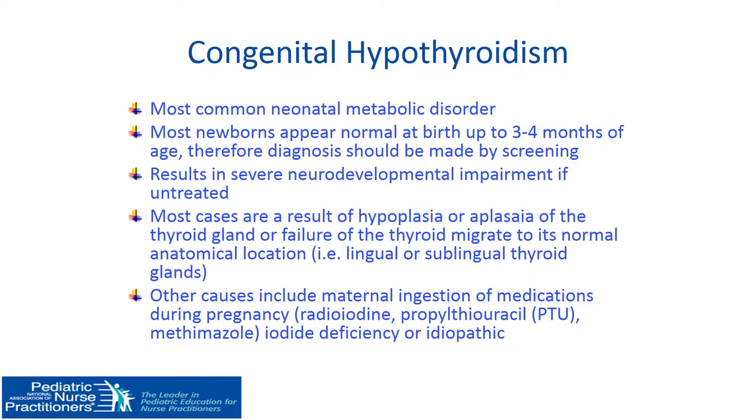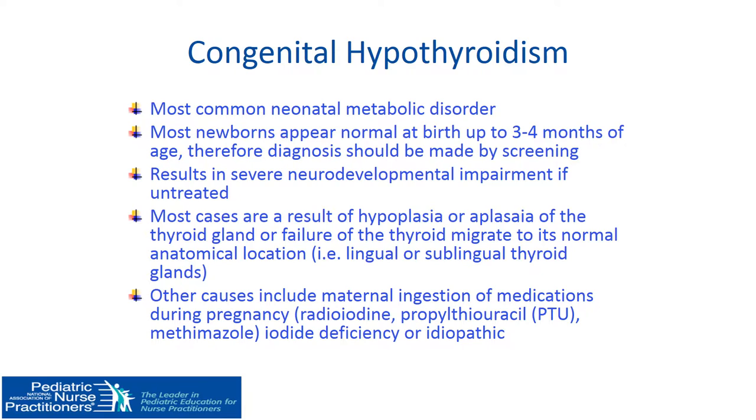Most cases of congenital hypothyroidism are from hypoplasia or aplasia of the thyroid gland, meaning that it's not there, or a failure of the thyroid gland to migrate to its normal anatomical location, for example, the lingual thyroid or sublingual thyroid. Other causes are maternal ingestion of medications such as radioiodine, propylthiouracil or PTU, methimazole, iodine deficiency, or idiopathic. We don't know why it happens.